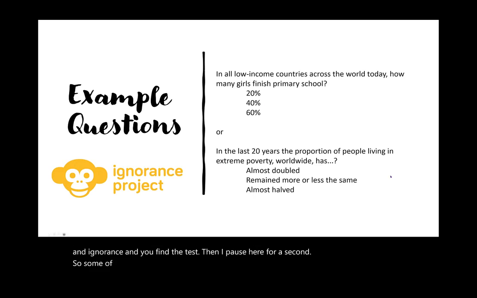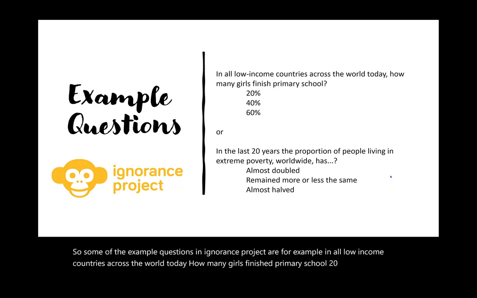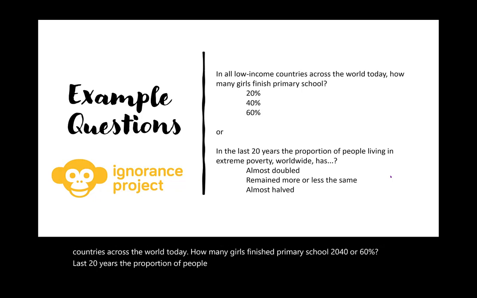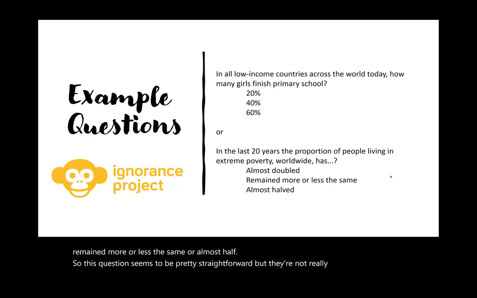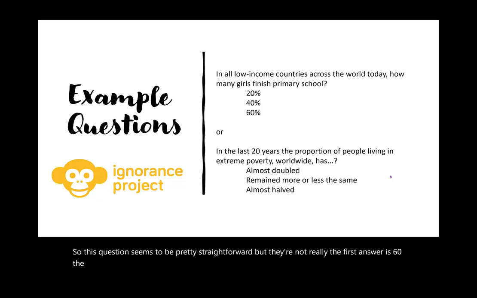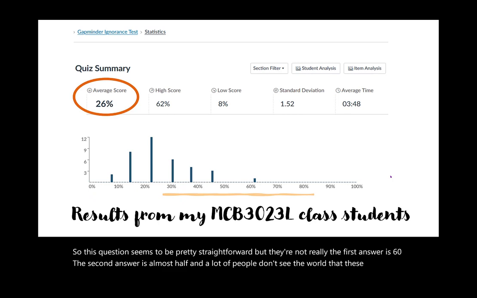So some of the example questions in the Ignorance Project are, for example, in all low-income countries across the world today, how many girls finish primary school? 20, 40, or 60%? In the last 20 years, the proportion of people living in extreme poverty worldwide has almost doubled, remained more or less the same, or almost halved. So these questions seem to be pretty straightforward, but they're not really. The first answer is 60%. The second answer is almost half. And a lot of people don't see that these changes have actually occurred.